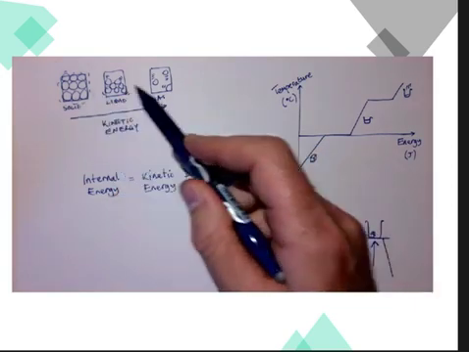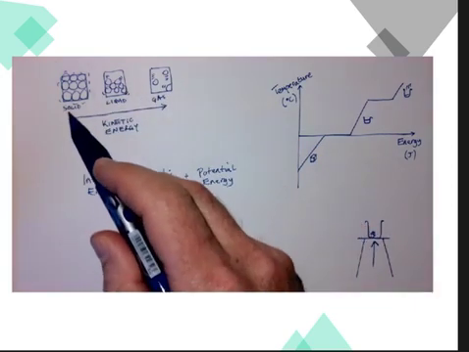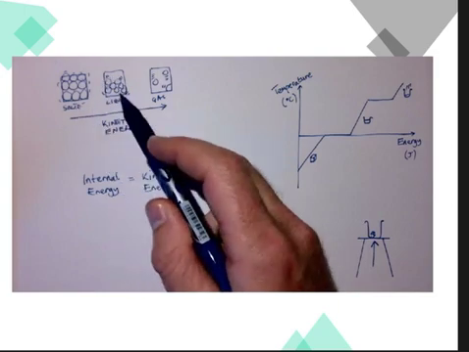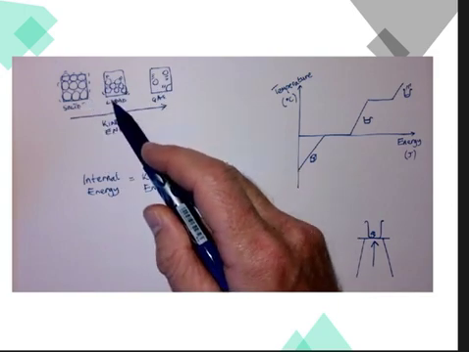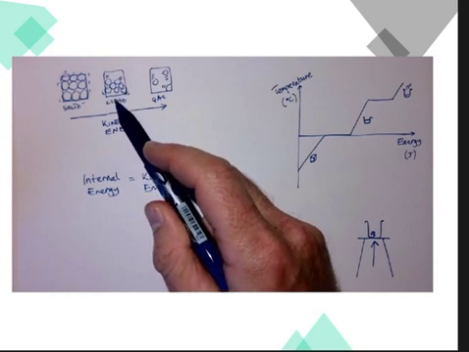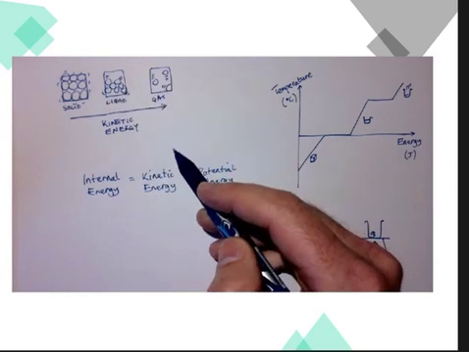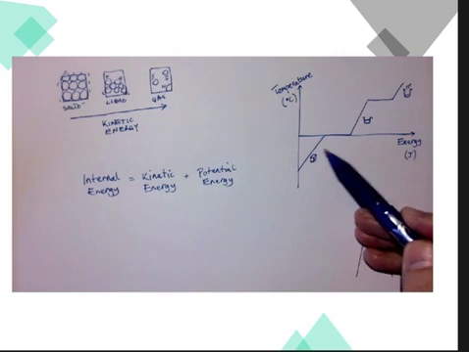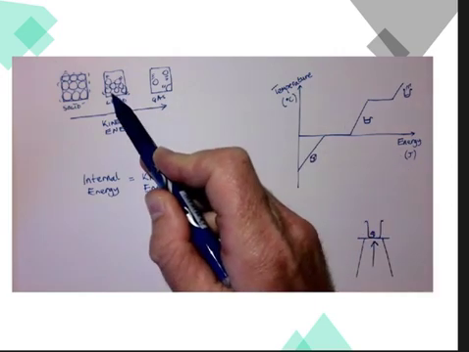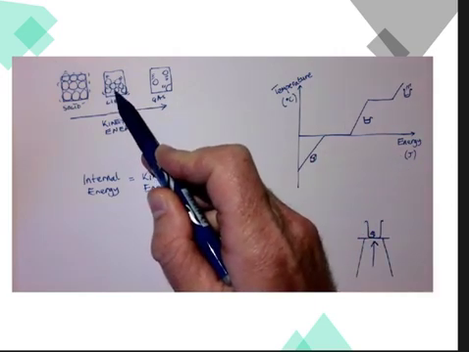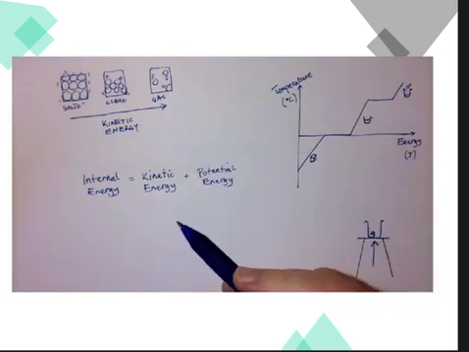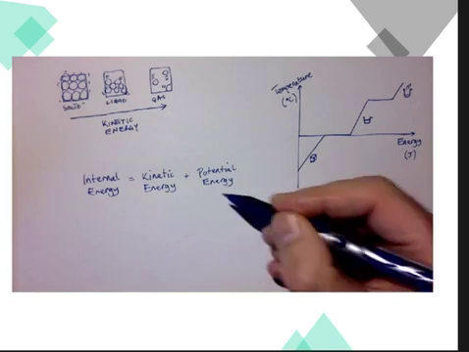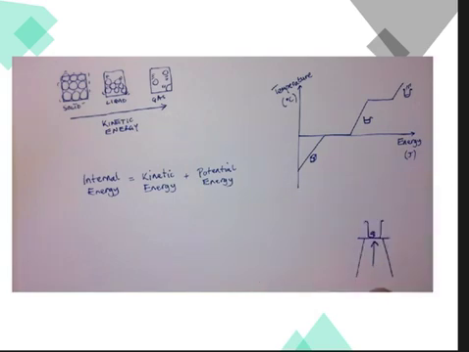So if you look at the difference between the particles in a solid, a liquid and a gas, the particles are very close together in a solid. In a liquid, the particles are slightly spaced, and in a gas, the particles are far apart. So to change from a solid to a liquid, we've got to move these particles apart. And to change from a liquid to a gas, we've got to move these particles apart. And that's what we're doing really when we're looking at potential energy.